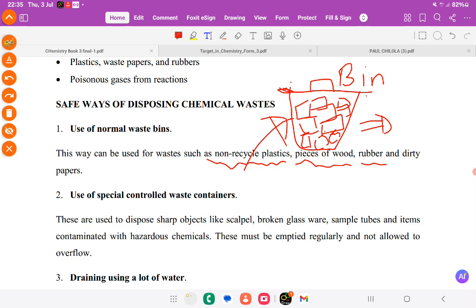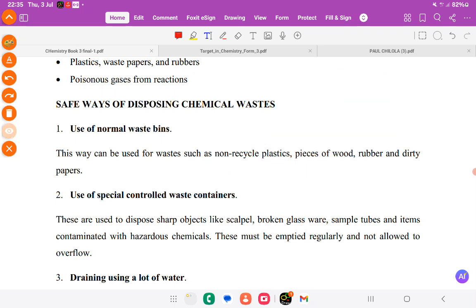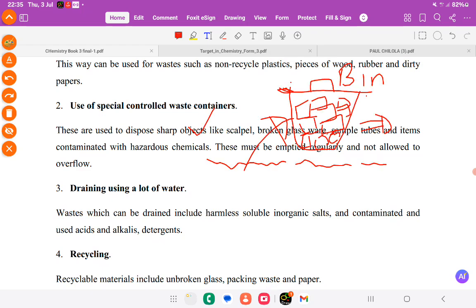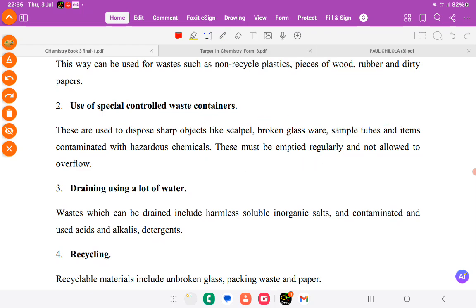Okay, and notice that the use of waste bins is done for materials that are harmless, right? That are also not corrosive, not highly reactive, all right? So these materials can be disposed of using dust bins or waste bins. Right? Another way is to use special controlled waste containers. Special controlled waste containers can also be used to dispose of waste.